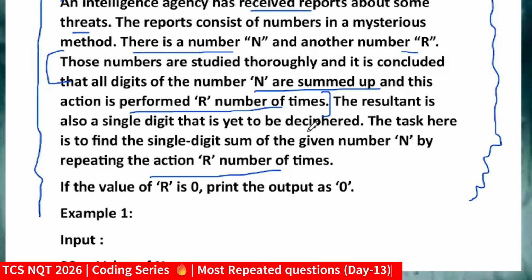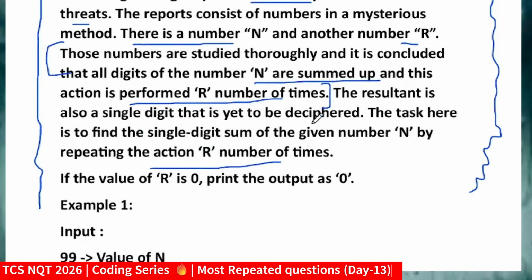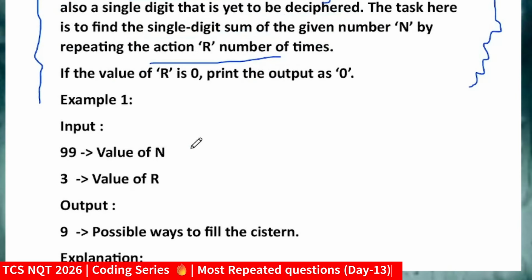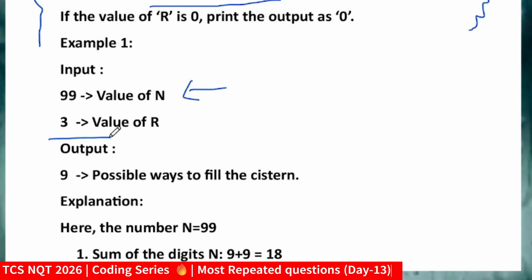Okay, let me give you the example, then it will be quite clear to you. It might be confusing for you at first glance, but let me give the example, then it will be quite clear. So suppose we are taking the value of n equal to 99 and value of r equal to 3. So how many times will it repeat in this operation? We will repeat it 3 times.